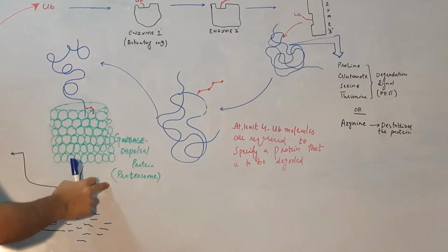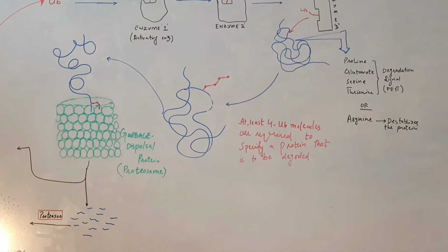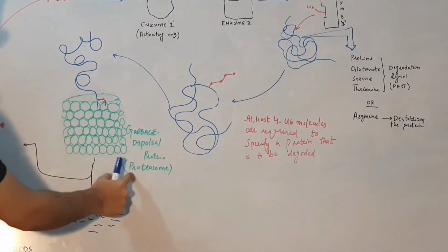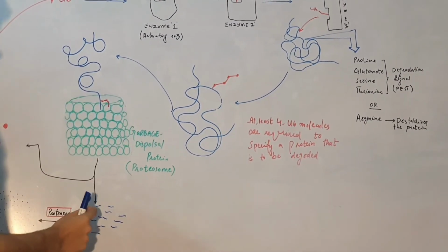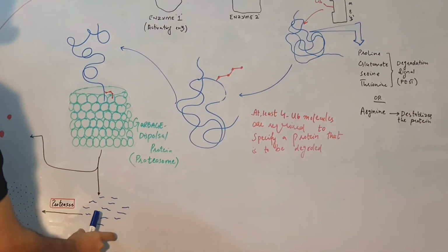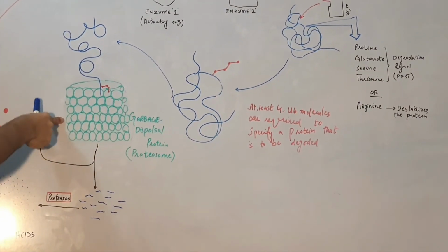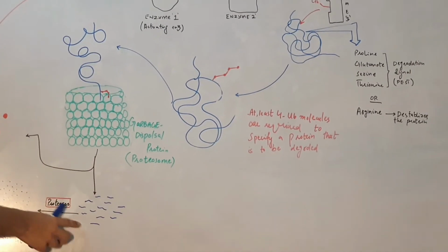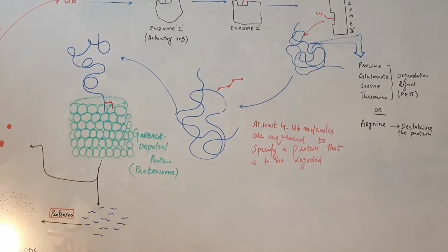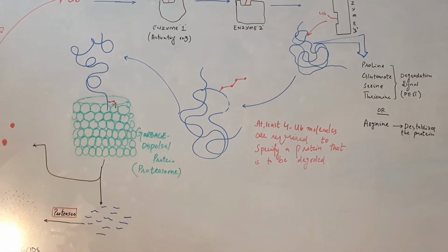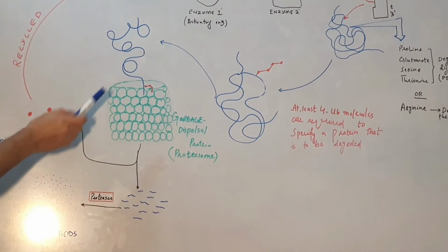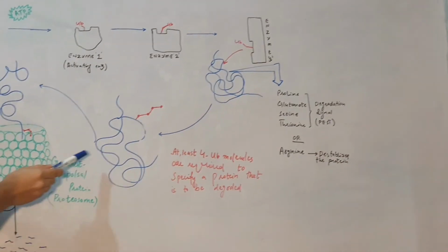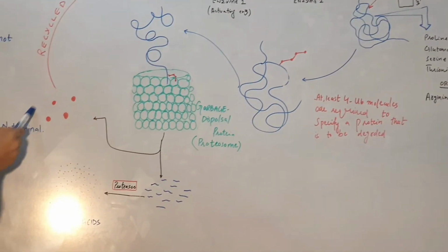This proteasome is also called the garbage disposal protein. This protein is engulfed by the proteasome and is broken down into smaller peptides by the enzymes that are present in this proteasome. These polypeptide chains are then further broken down outside the proteasome by many protease enzymes into amino acids.